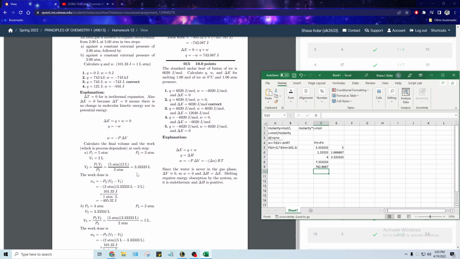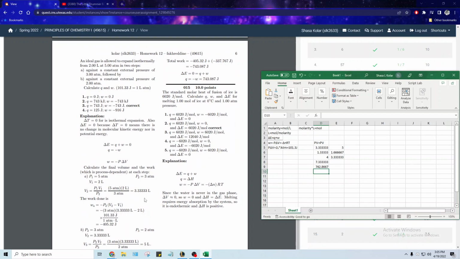I did not expect her to have a gas law. Not gonna lie, I was kind of blindsided by this and did not know how to do it. So keep the gas laws in mind. This is like the first gas law question we've had in 2 homeworks, but boy, is it there to catch us when we forget that it exists. Anyway, the standard molar heat of fusion of ice is 6020 joules per mole.